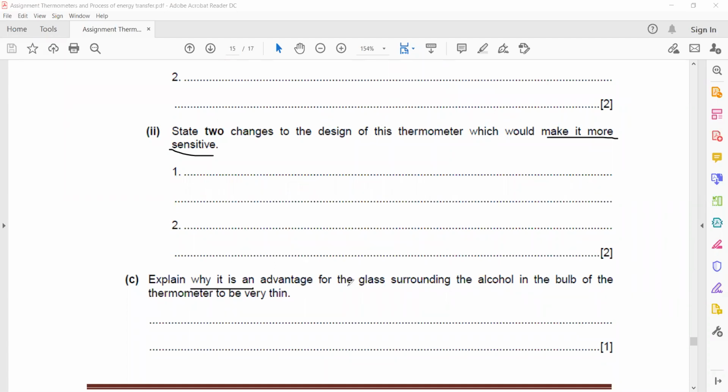Why is it an advantage for the glass surrounding the alcohol to be very thin? What's the reason why it is an advantage to use a thin glass bulb? If you use a thin glass bulb, it will be responsive. So it increases the responsiveness, or it will show a temperature change in a short time.